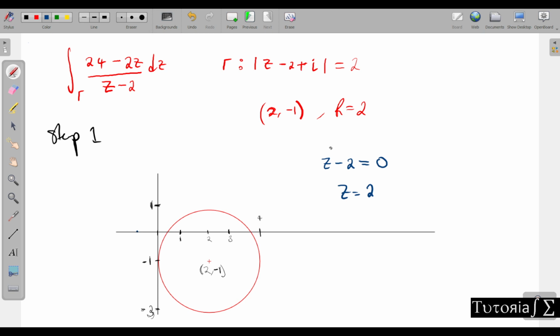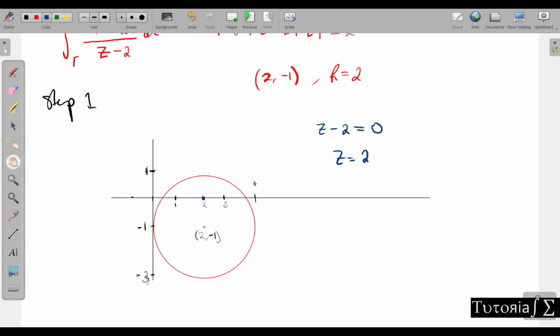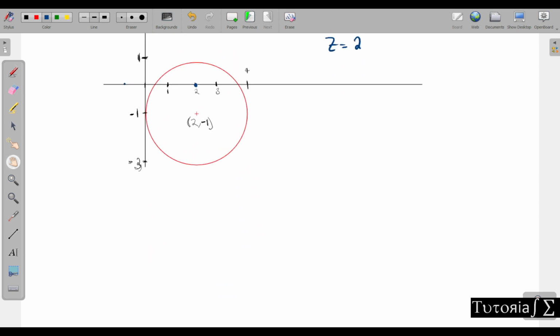Then we need to check: is this point inside, on the boundary, or outside? If it is inside or on the boundary, we continue with our residue integration. If it is outside, we say the residue is equal to 0, so we don't waste time. So now we check: z equals 2 is inside here. We've seen that it is inside the contour, so we can proceed to finding the residue at 2.